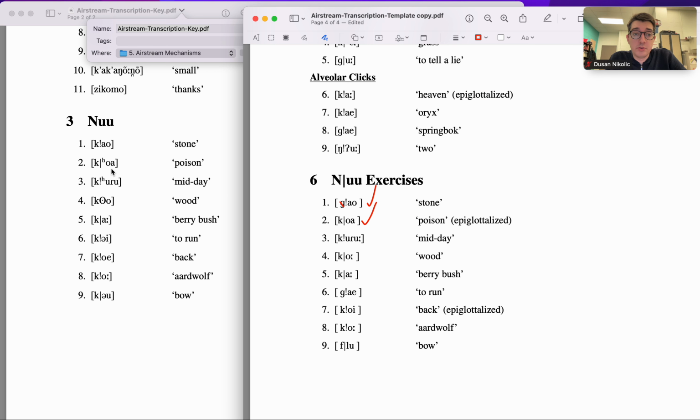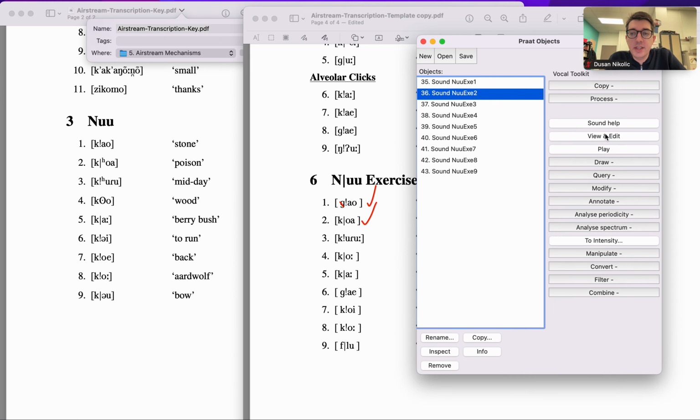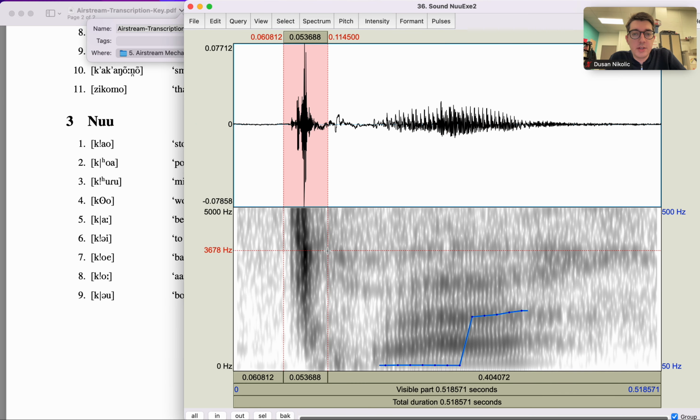Excellent job on getting this one, almost identical to the key. And this is a dental one. It has more of this affricated effect, dental one, right?